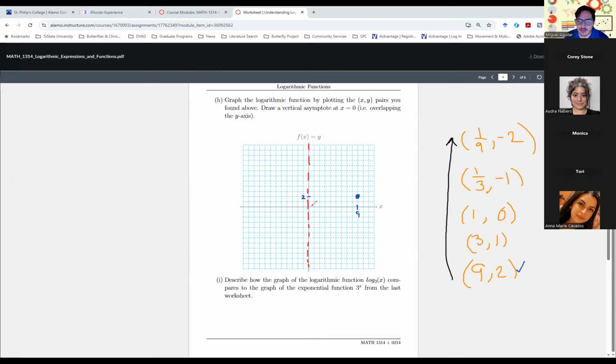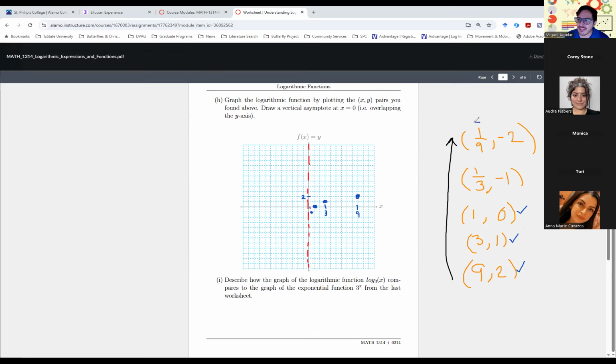Then 3 comma 1 is going to be over 1, 2, 3. This is 3. Comma 1 is going to be right here. That takes care of this guy. 1 comma 0 is going to be our x-intercept there. And then here's where it gets a little bit dicey. 1/3 is like here-ish, real close to that asymptote, right? So we're just going to drop down to -1 down here.